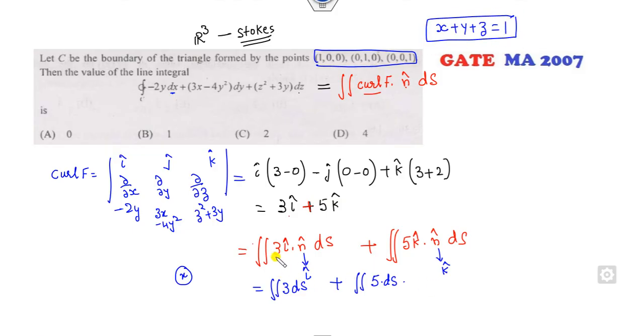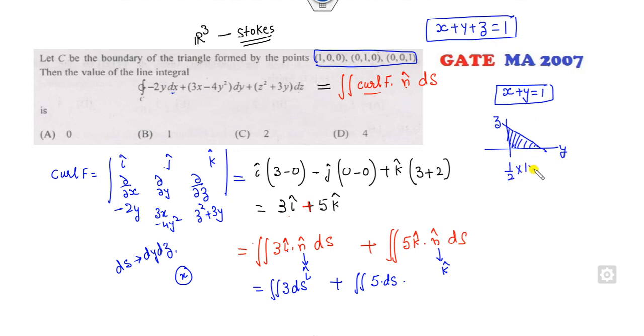Fine. Now this is with respect to the x cap. So I can say ds is nothing but my dy dz. So what is the value of the dy dz? That is x plus y is equal to 1. So I can write this into here, x plus y is equal to 1. Fine. Now, so what is the area of this? What is the area of half base into altitude? So this value is half, 3 by 2, plus this is the value of the k cap.